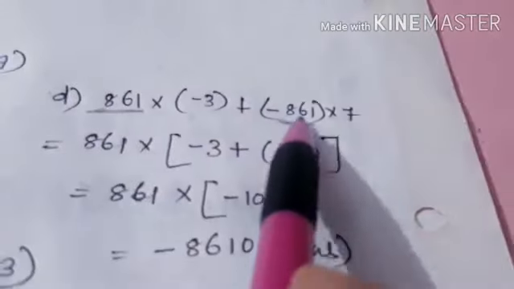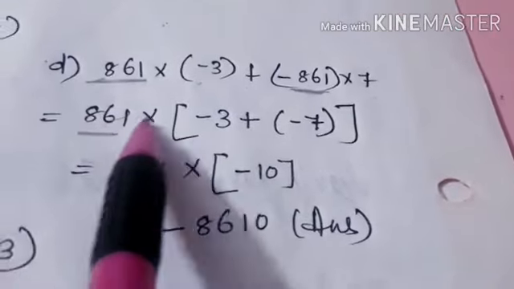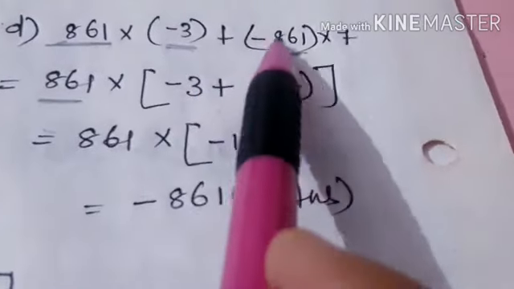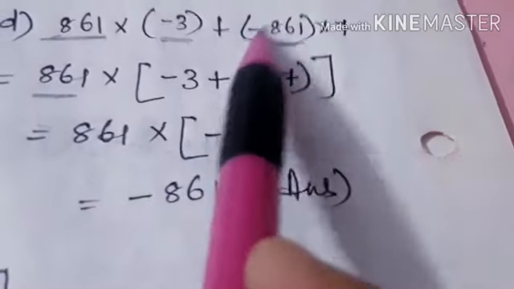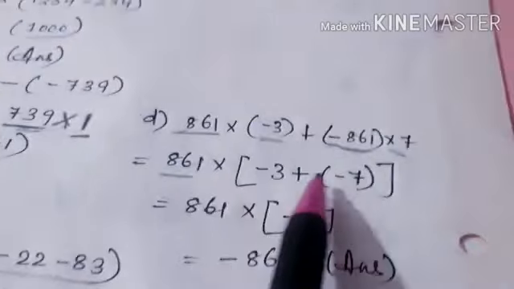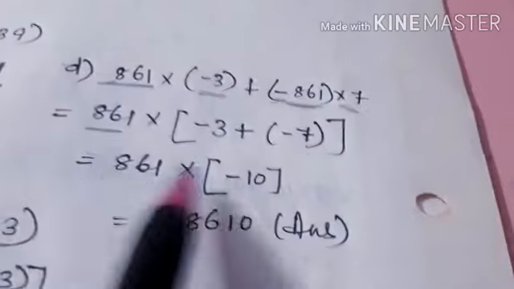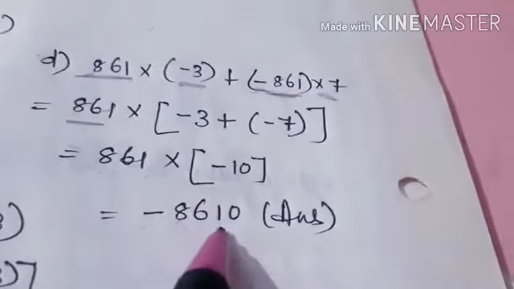861 is common in both cases. Take 861 common out, and into whatever is left: minus 3 here, then plus. Here 861 is left, but the minus sign is also present, so you have to write minus 7. Carefully, you see minus 7. Then 861 into minus 3 plus minus 7 is equal to minus 10, which is minus plus into minus minus, equal to 8,610. That is the answer.